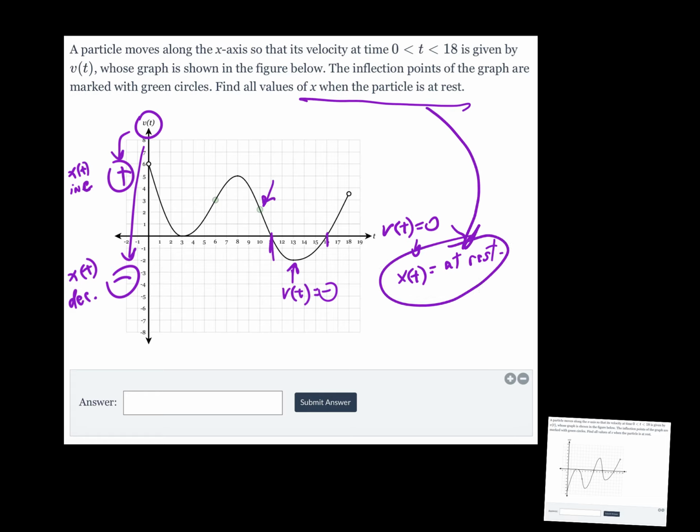They are trying to throw you off by giving you the points of inflection. Remember what graph you're looking at. If you want to know where your x values are at rest, we want to know where the velocities are 0. And we are looking at the velocity graph, which means we have a 0 value here, and a 0 value here, and a 0 value here. So I'm going to say at time 3, that is 11, and then at 16. Those are the 3 time frames where our x value, the particle, is at rest.